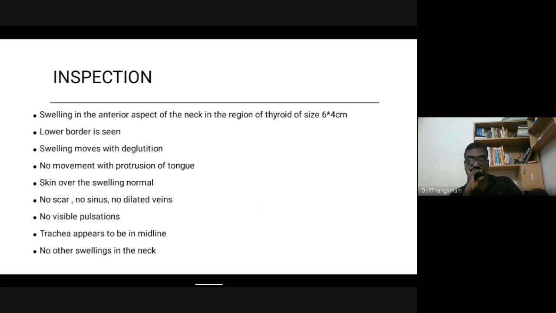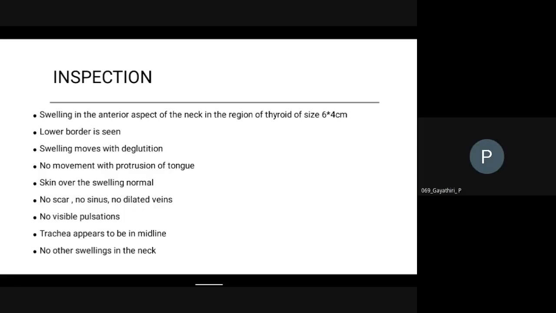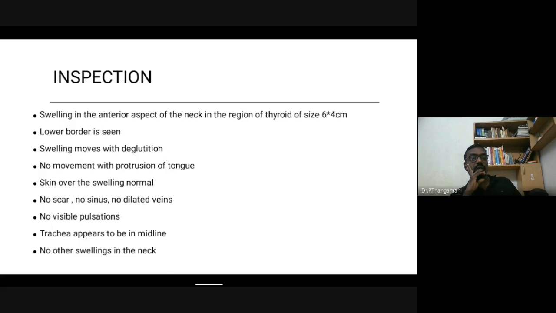Local examination. Inspection. The swelling is in the anterior aspect of the neck in the region of the thyroid, of size 6 cross 4 centimeter. Lower border is seen. Swelling moves with deglutition, not with protrusion of the tongue. Skin over the swelling is normal. You are not following properly. Shape you have given.